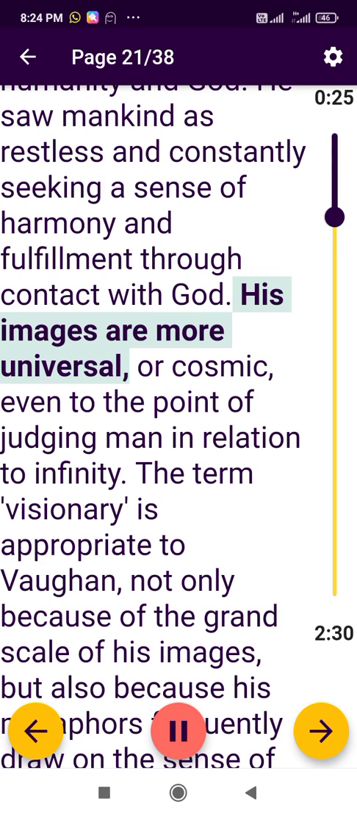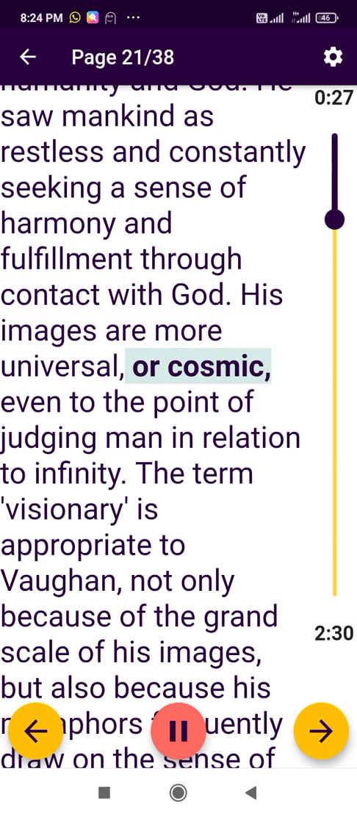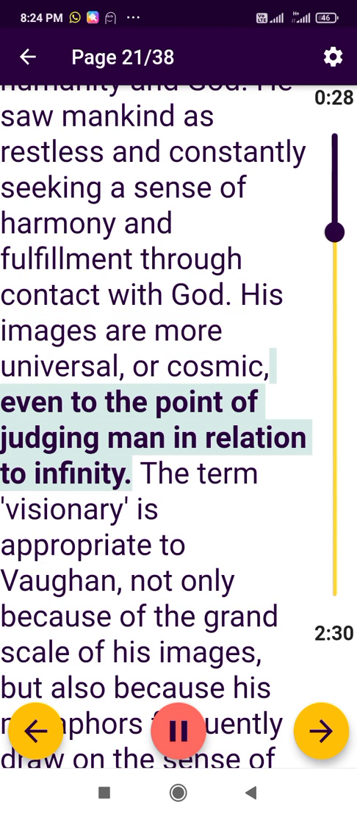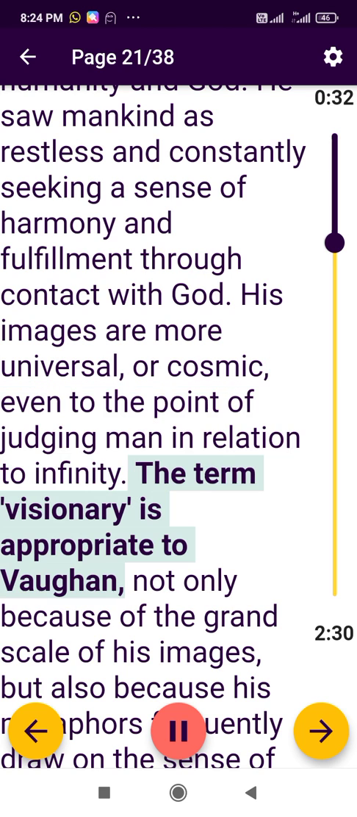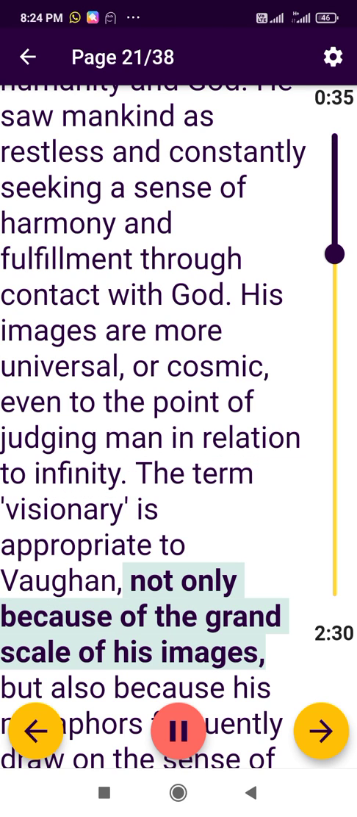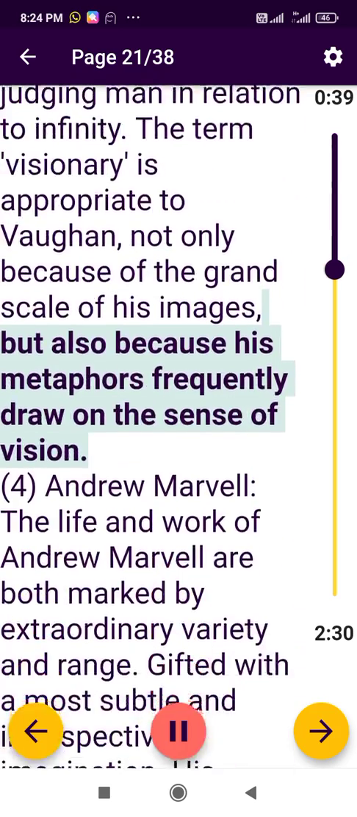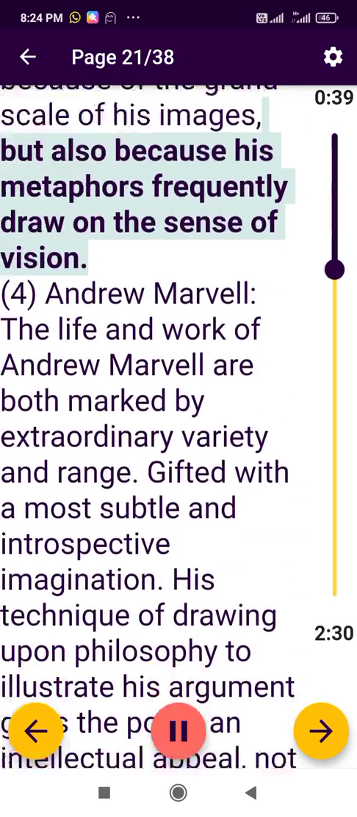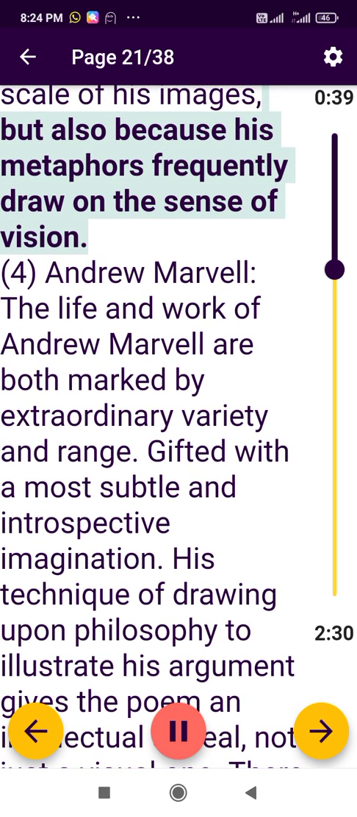His images are more universal, or cosmic, even to the point of judging man in relation to infinity. The term visionary is appropriate to Vaughan, not only because of the grand scale of his images, but also because his metaphors frequently draw on the sense of vision.